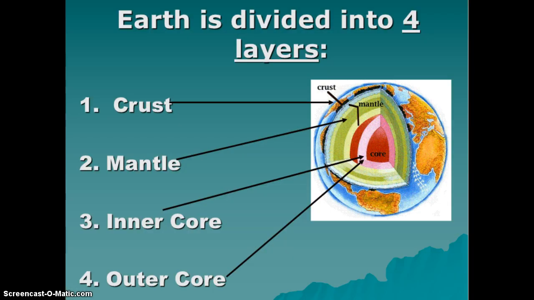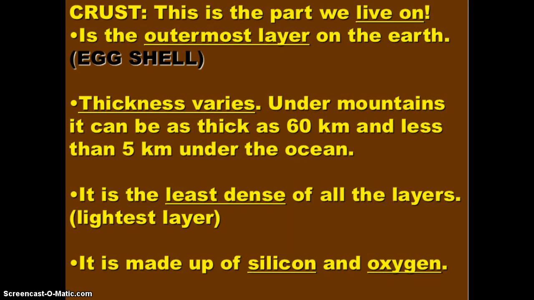The Earth is divided into 4 layers: the crust, the mantle, the inner core, and the outer core. Take a look at the diagram to your right. We will begin with the crust, which is the part we live on. It is the outermost layer on the Earth. If we were thinking about an egg, it would be like the egg shell.